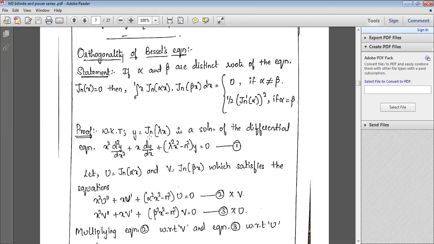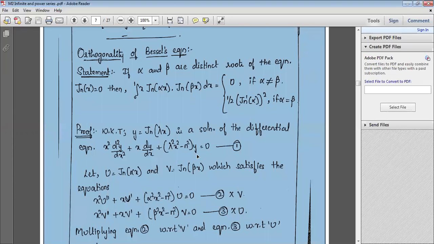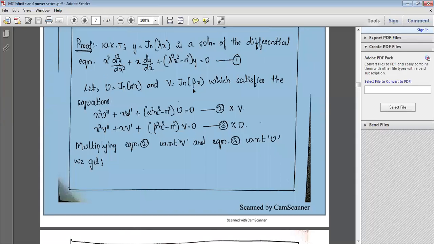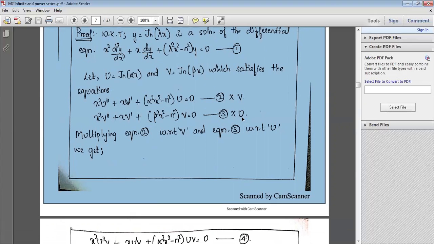Just the same functions, we have to assume the dependent variable y is equal to Jn of lambda x, the solution of the differential equation x square d square y by dx square plus x into dy by dx plus lambda square x square minus n square y is equal to 0. Let u be equal to Jn of alpha x and v be equal to Jn of beta x. They satisfy the equations x square u double dash plus x into u dash plus alpha square x square minus n square u equals 0, multiplied by v for that and multiplied by u for that.